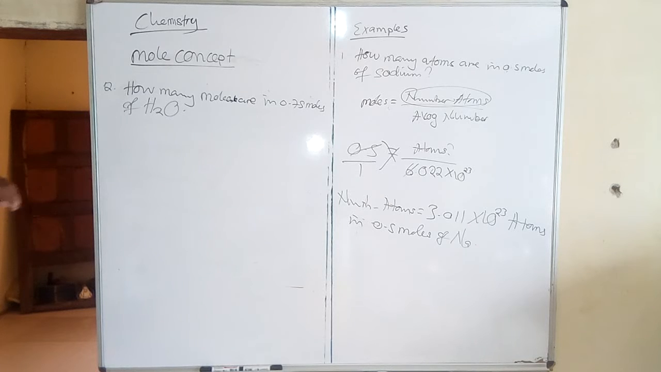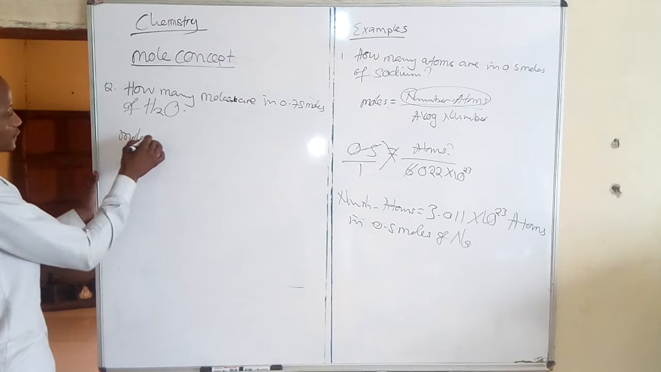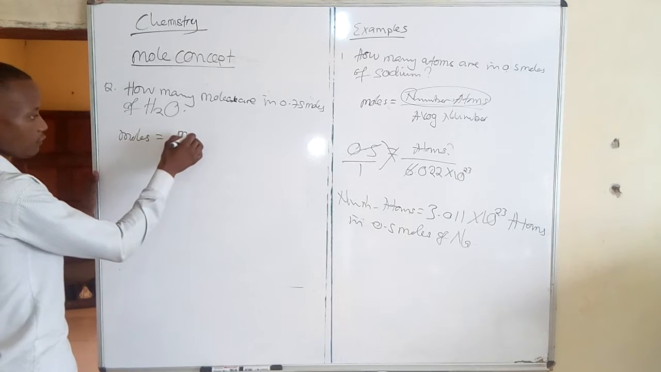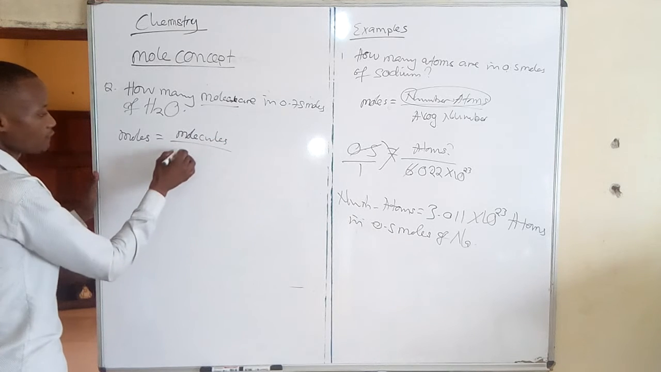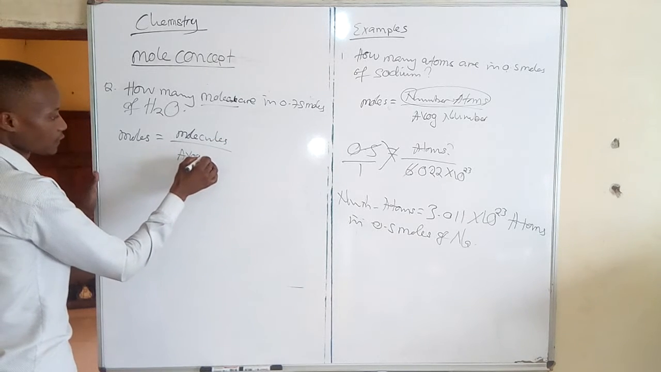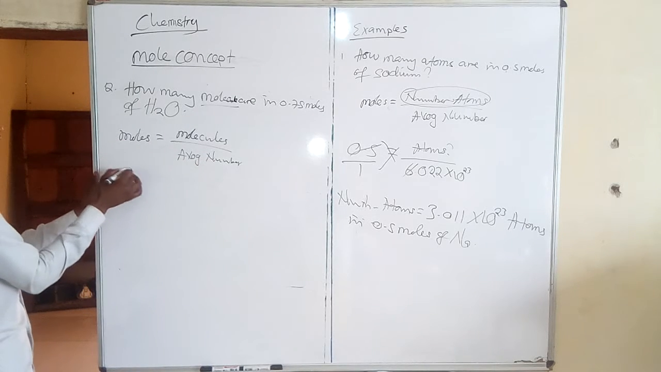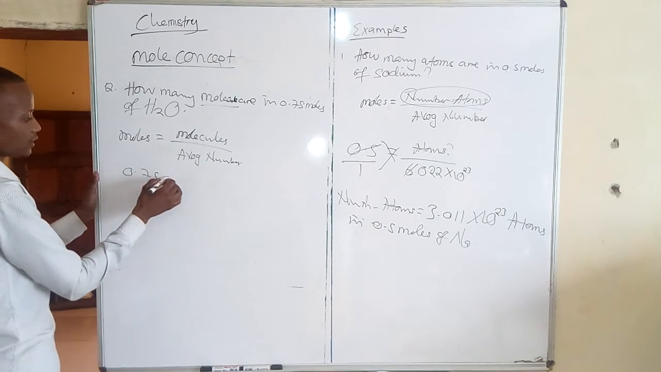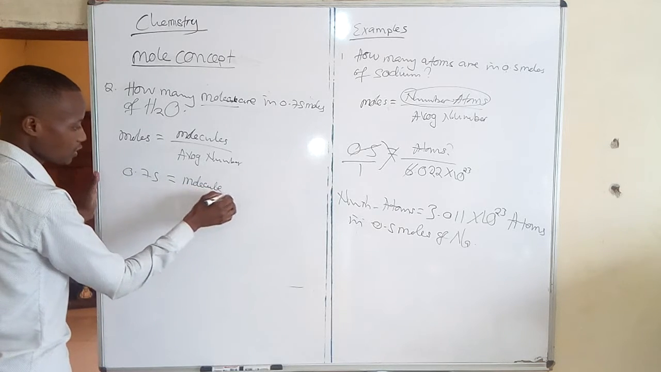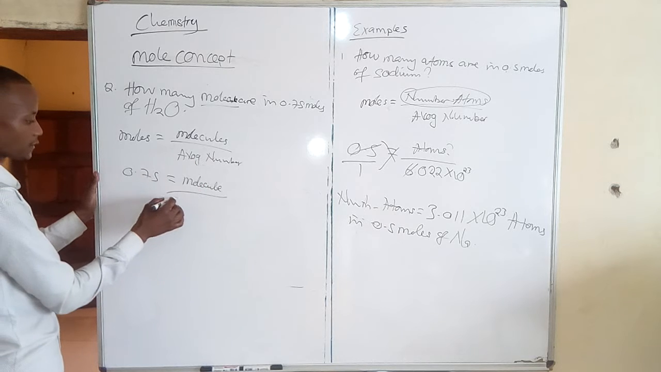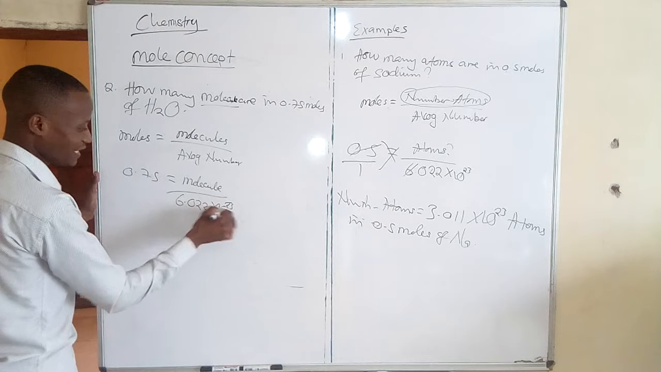It is the same formula. It's quite easy, so I'll be much quicker on this part. So we have moles is equal to the number of molecules, of course, I've been given molecules there, the number of molecules over the Avogadro's number. So the number of moles is given as 0.75 is equal to the number of molecules, which we don't have, the one we want, over the Avogadro's constant, 6.022 times 10 to the power 23.